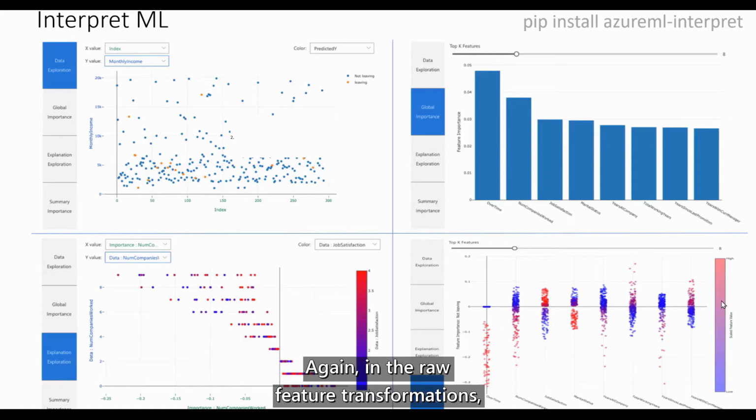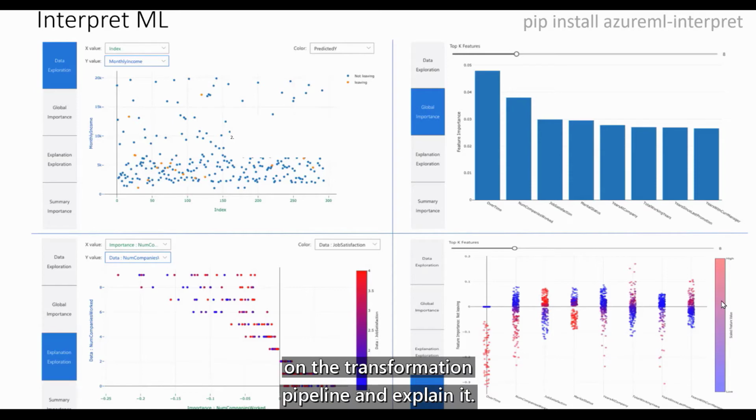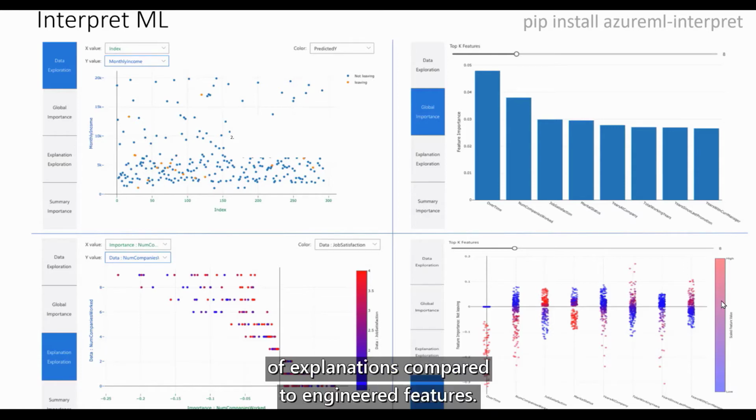Again, raw feature transformations: you can opt to get explanations in raw, untransformed features. Otherwise, if you look at, let's say, automated machine learning, you get engineered features. So you can opt to pass on the transformation pipeline in the explainer. That way, you get raw feature transformations in terms of explanations compared to engineered features. That's something which you'll do for sure.